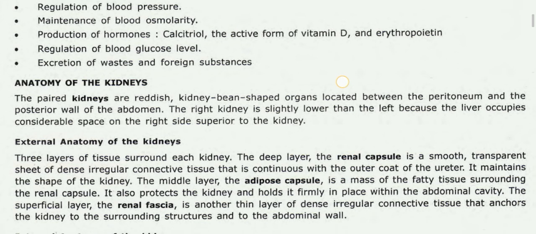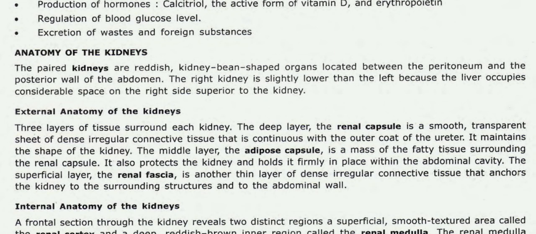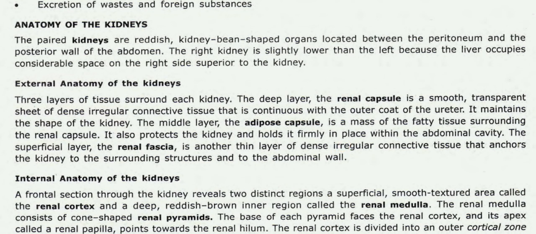Now we are going to learn about the anatomy of the kidney. The paired kidneys are reddish kidney bean-shaped organs located between the peritoneum and the posterior wall of the abdomen. The right kidney is slightly lower than the left because the liver occupies considerable space on the right side superior to the kidney. So, the right kidney is slightly lower than the left.